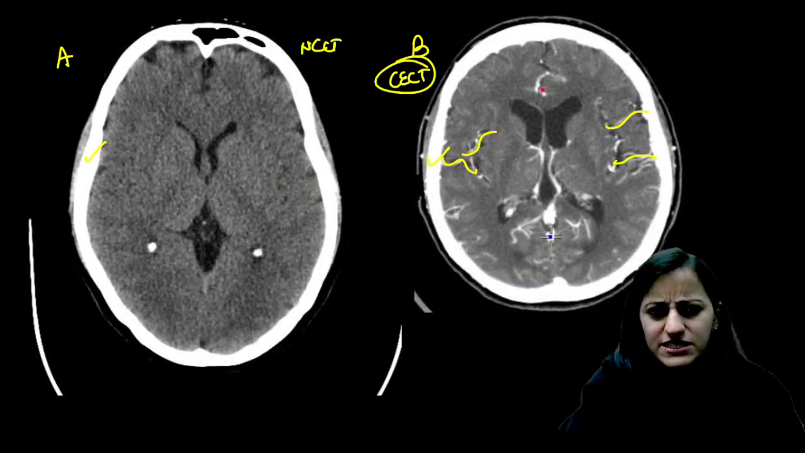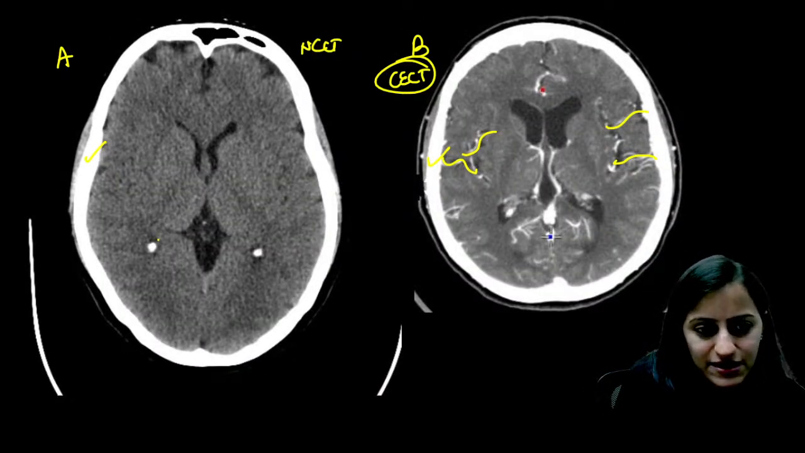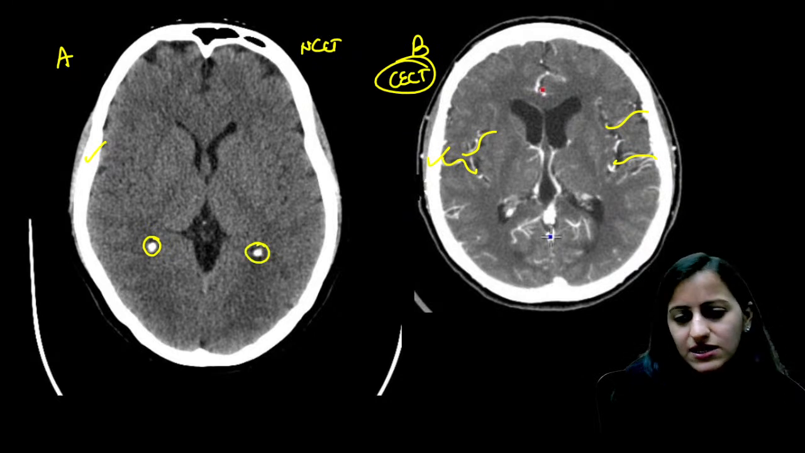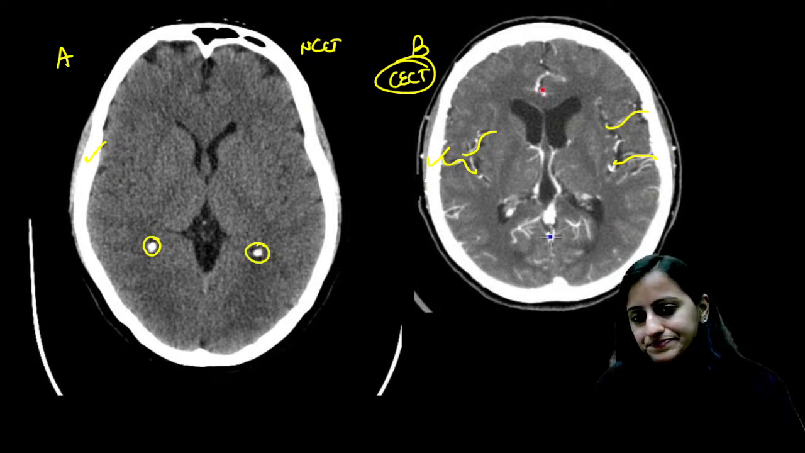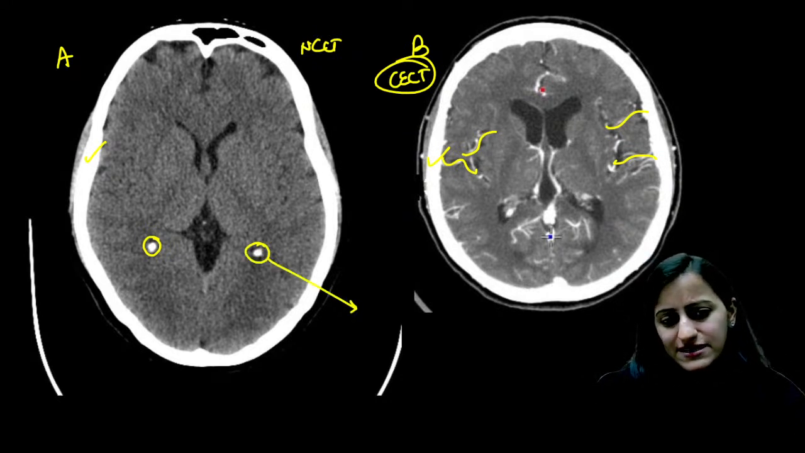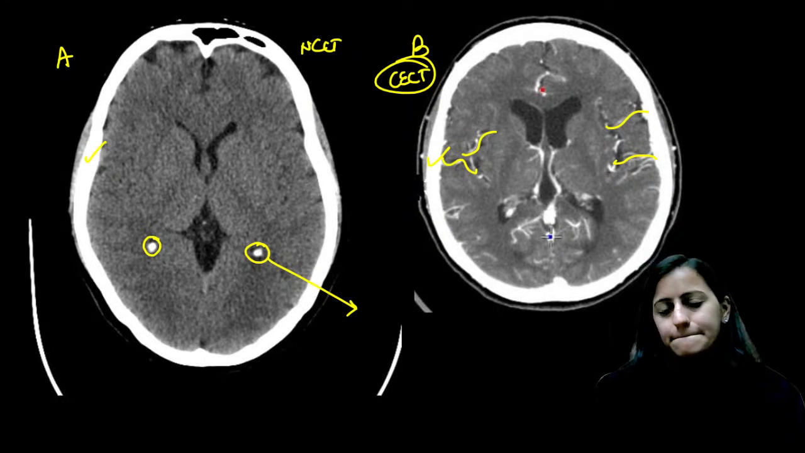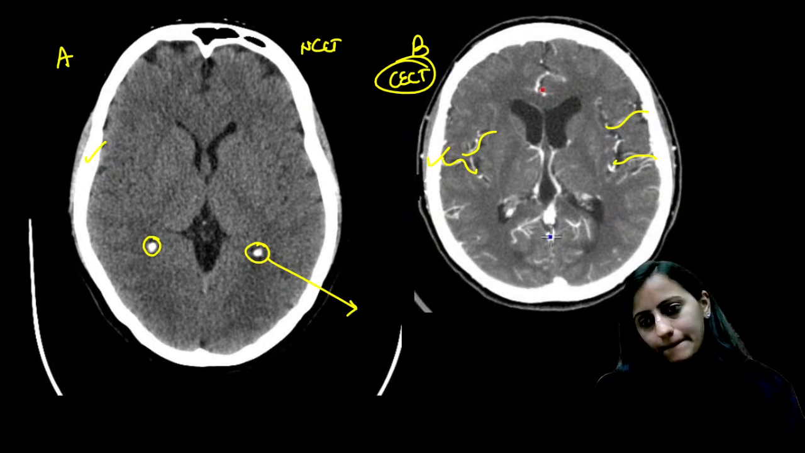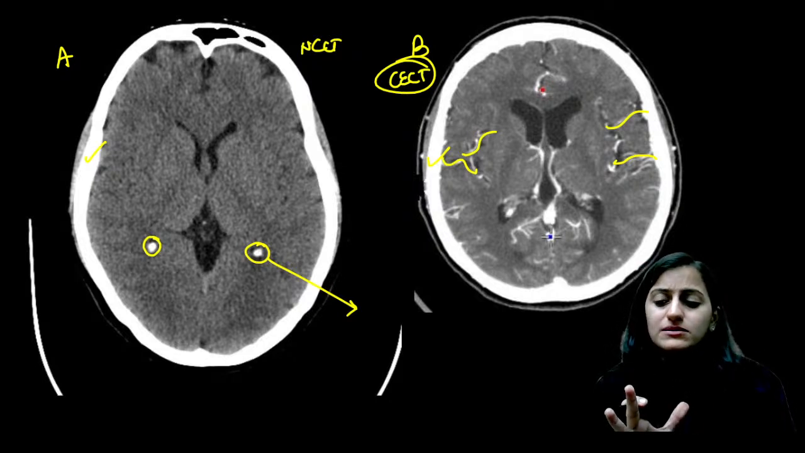I'll go back to the earlier question. I think you were asking about this. What are those two circle dots, the white ones? Can someone tell me what are these two circle dots there? Normal or abnormal? I'll tell you that.